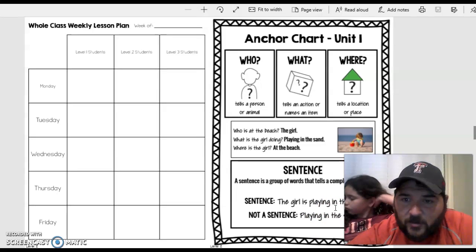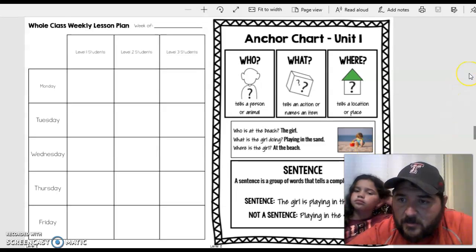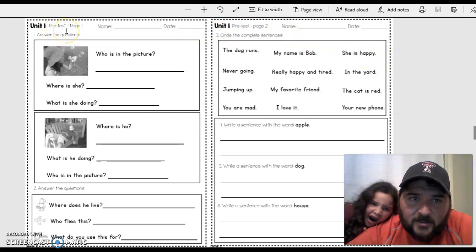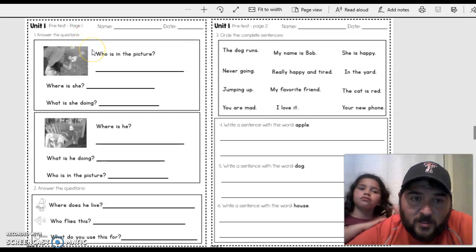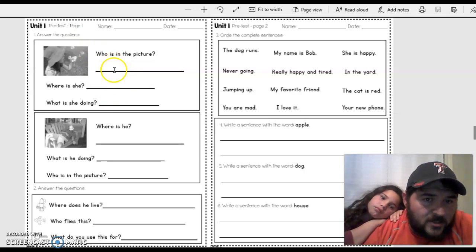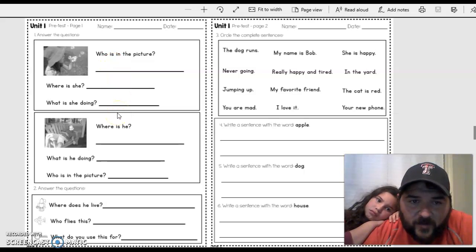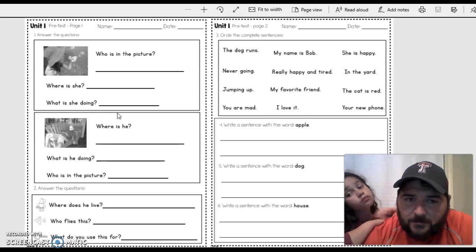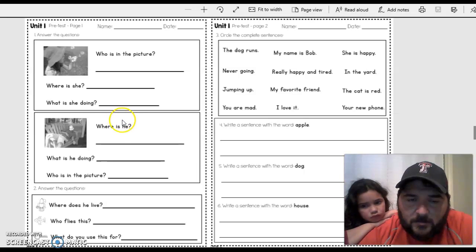Our work for the first day is this pretest. It says Unit 1. It'll say pretest, page 1. So who is in the picture, where is she, and what is she doing? They just have to answer the questions, write legibly. It's very important because that way whenever we pick up the work or the work is delivered or snapped to us via the Seesaw, then we know what's going on.